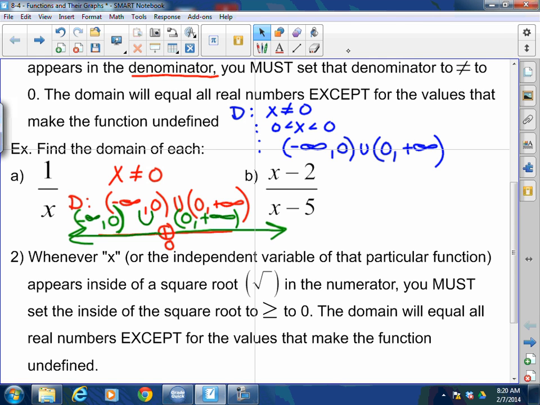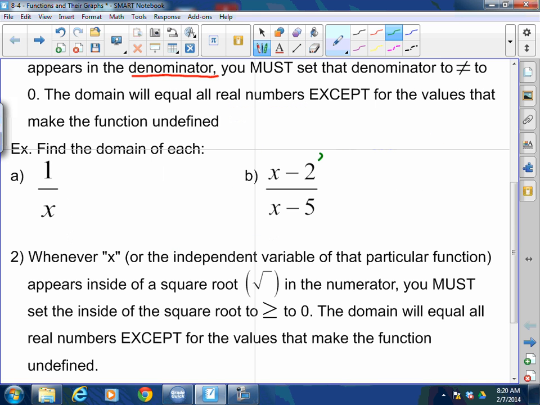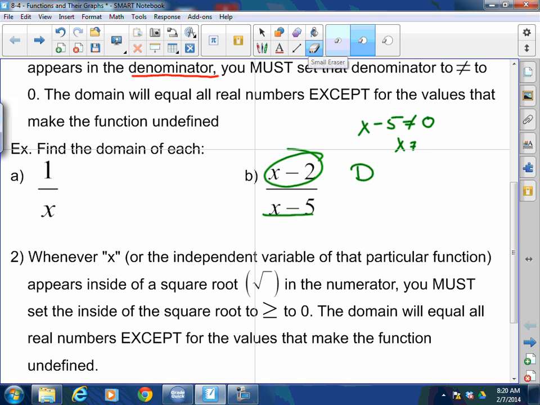Let's look at the next number. May I erase this? Because it's getting a little too jumbled. All right. So here, we don't worry about that because it's not in a square root, but we definitely worry about this. So I know that x minus 5 cannot equal 0. So x cannot equal 5.